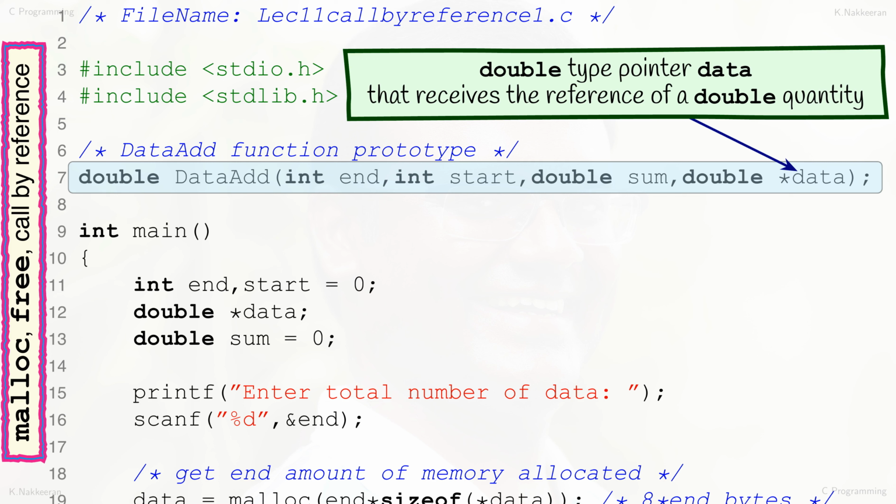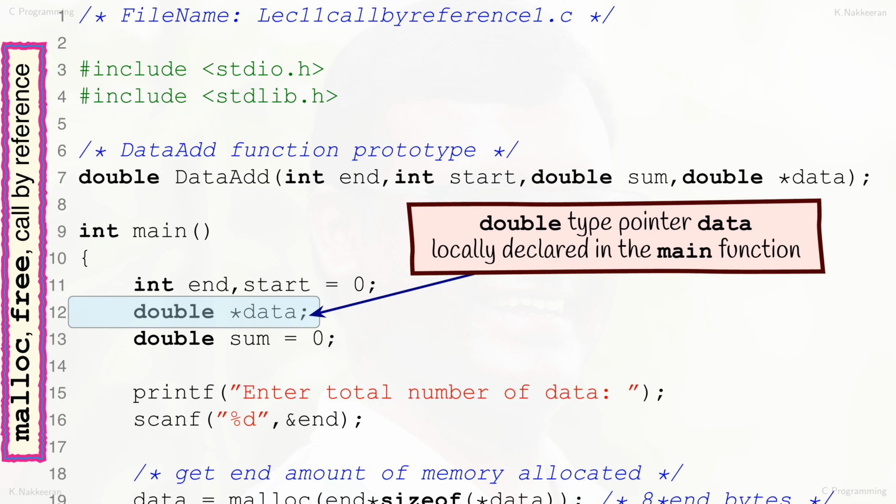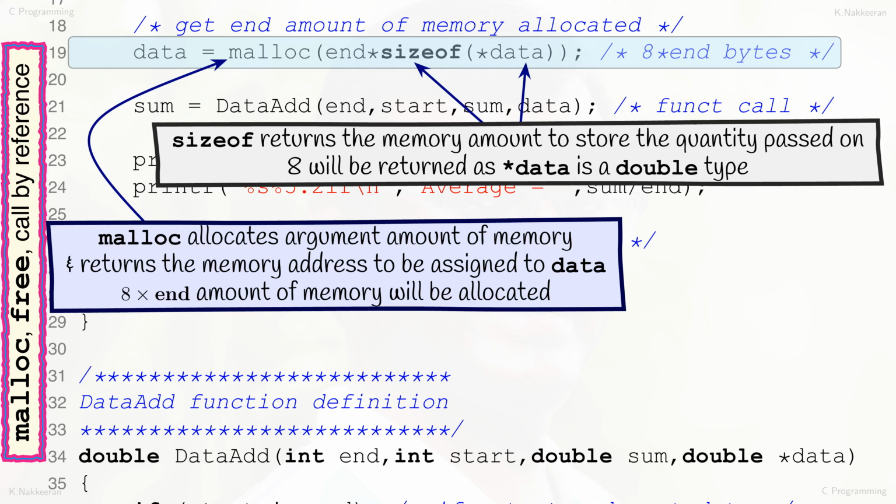Note that the fixed size one-dimensional array named data of type double is not declared in the global area of this C program. Within the main function in line 12, pointer named data of type double is declared. Double type pointer variable can be used to point the memory address of double type quantity. 8 bytes of RAM memory will be allocated for this data pointer as it is of type double. Line 19 is an assignment statement that assigns memory address of the allocated memory location through the right-hand side malloc function to the left-hand side pointer variable data.